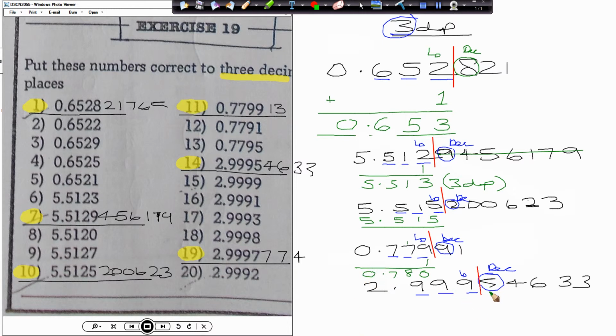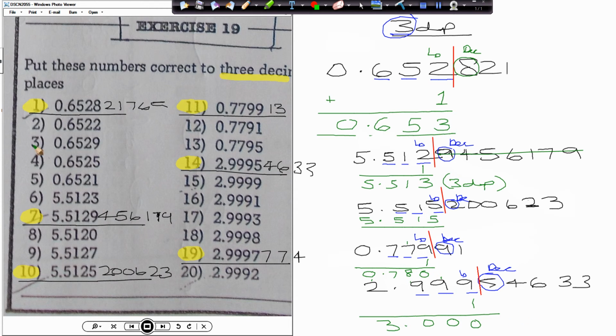Next one. This one is 5. So we add 1. See what happens here? So 9 and 1 is 10. Carry 1. 9 and 1 again is 10. Carry another one. 9 and 1 again is 10. Carry another one. So we're going to add the 1 to the 2. Now even though 3.000 is the same as 3, you have to leave that as your answer, because the answer is given correct to 3 decimal places.